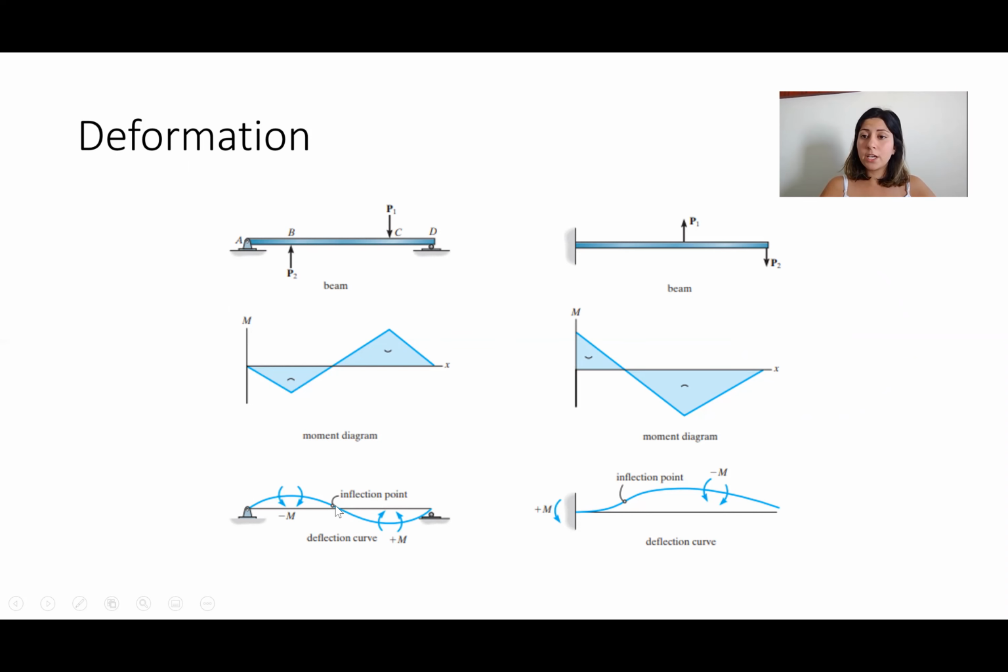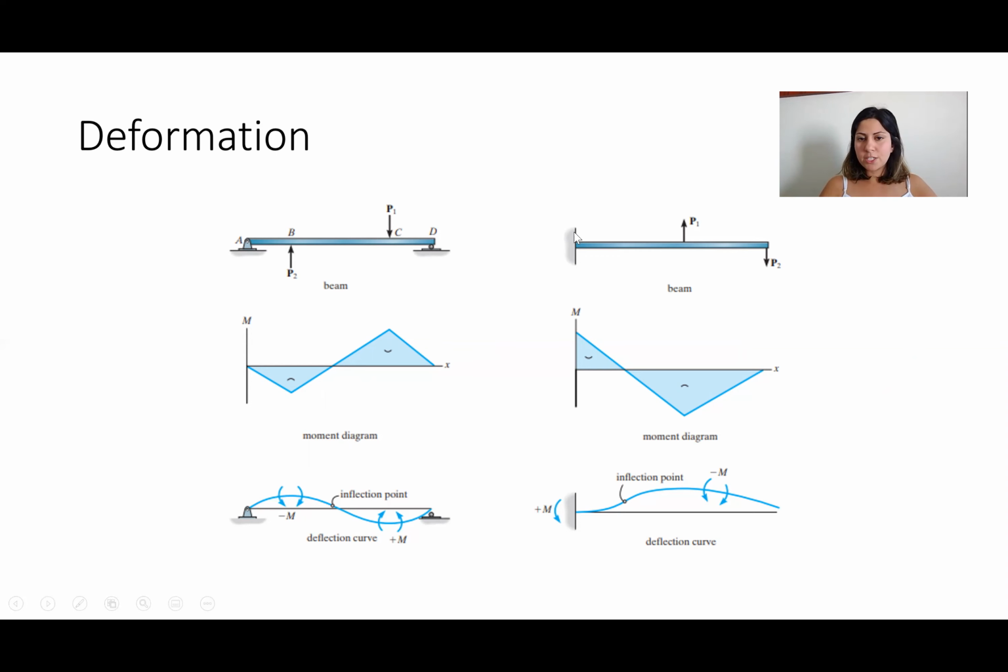It means the curvature changes at that point. As you can see here, where there is a negative moment, we have an upward curve, and at the inflection point, we change the direction of the curvature, and that becomes downward this way.